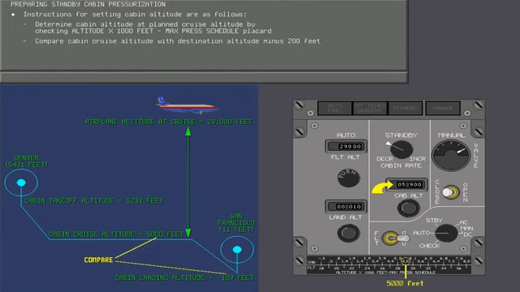Compare the cabin cruise altitude with the destination land altitude, minus 200 feet. Set the cabin altitude to the higher of the two altitudes using the cabin altitude knobs. Now touch the cabin altitude knobs to set the indicator.